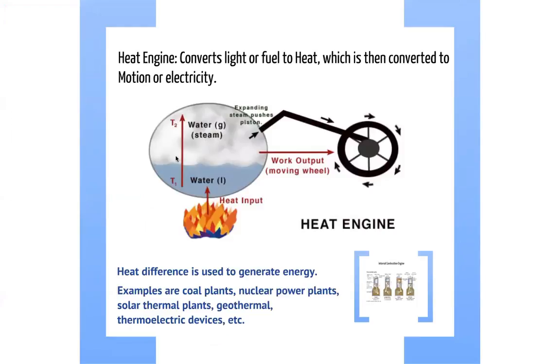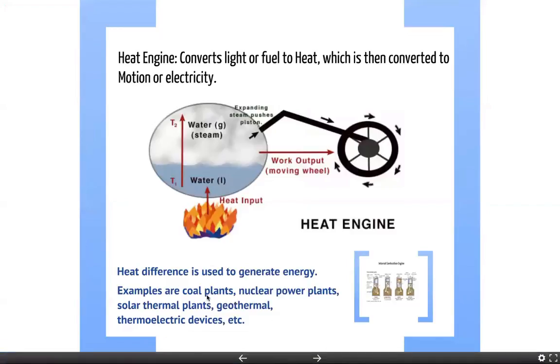We saw this, for instance, when we learned about refrigeration, right? So this heat difference is used to generate energy. And you will see that in almost all cases, this is how one would utilize sunlight or any form of energy to do work. The examples are numerous: coal plants, nuclear power plants, solar thermal plants, geothermal, thermoelectric devices, etc. All the energy conversion devices can be thought of this way.